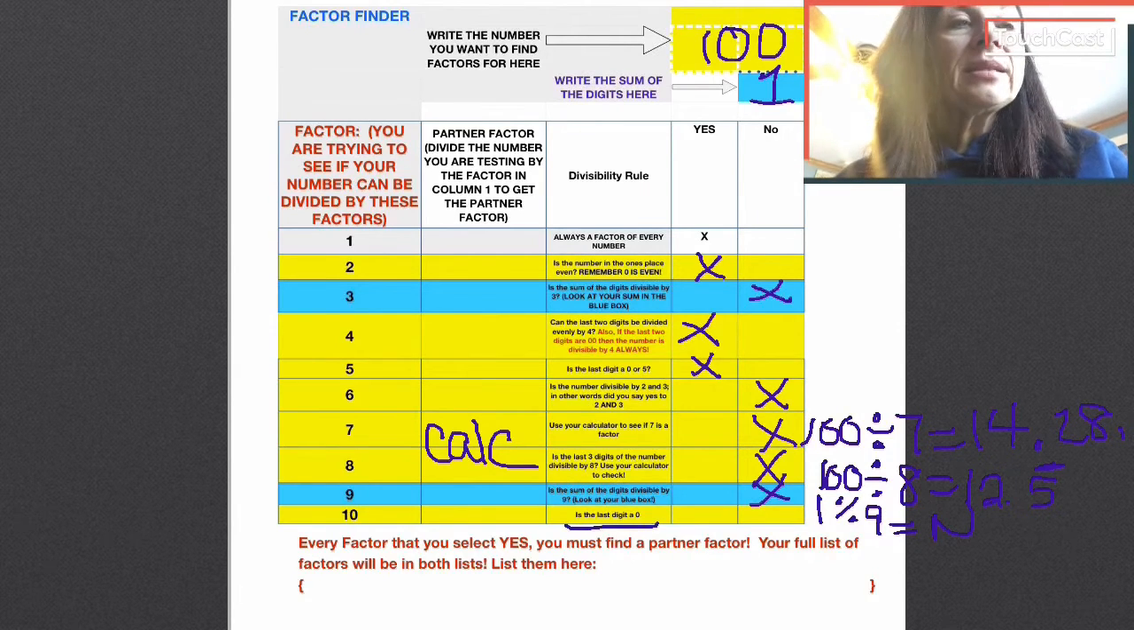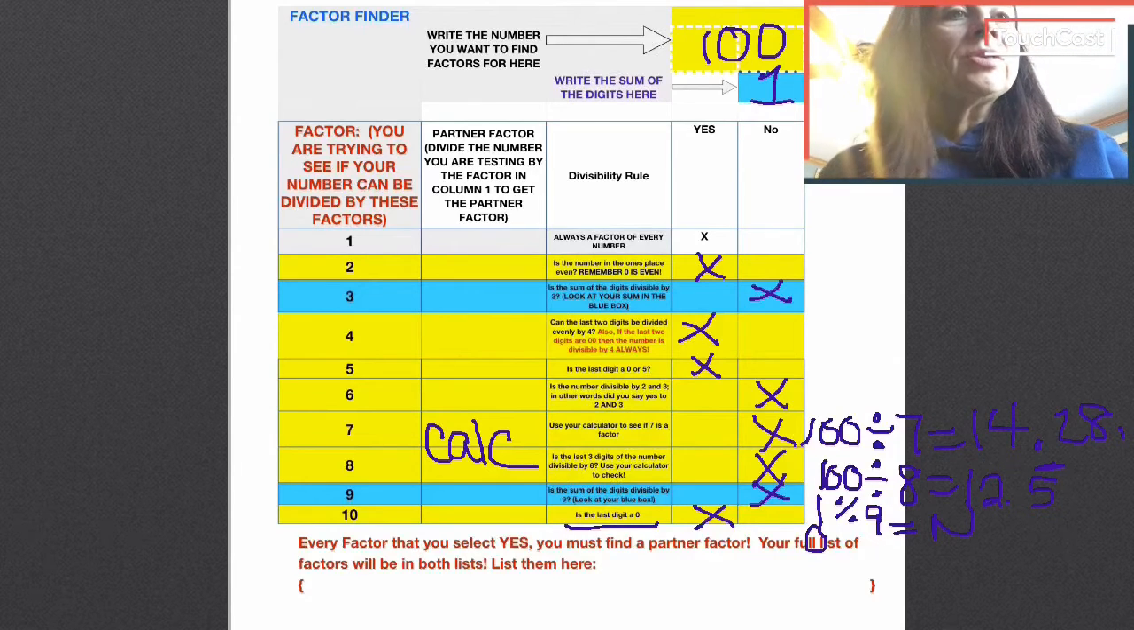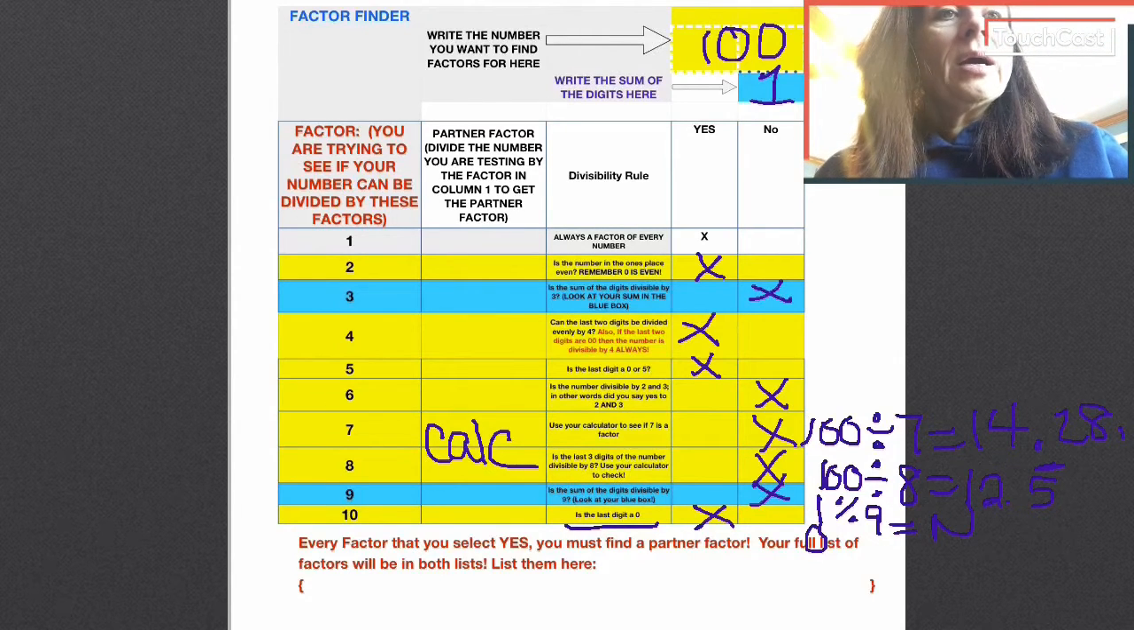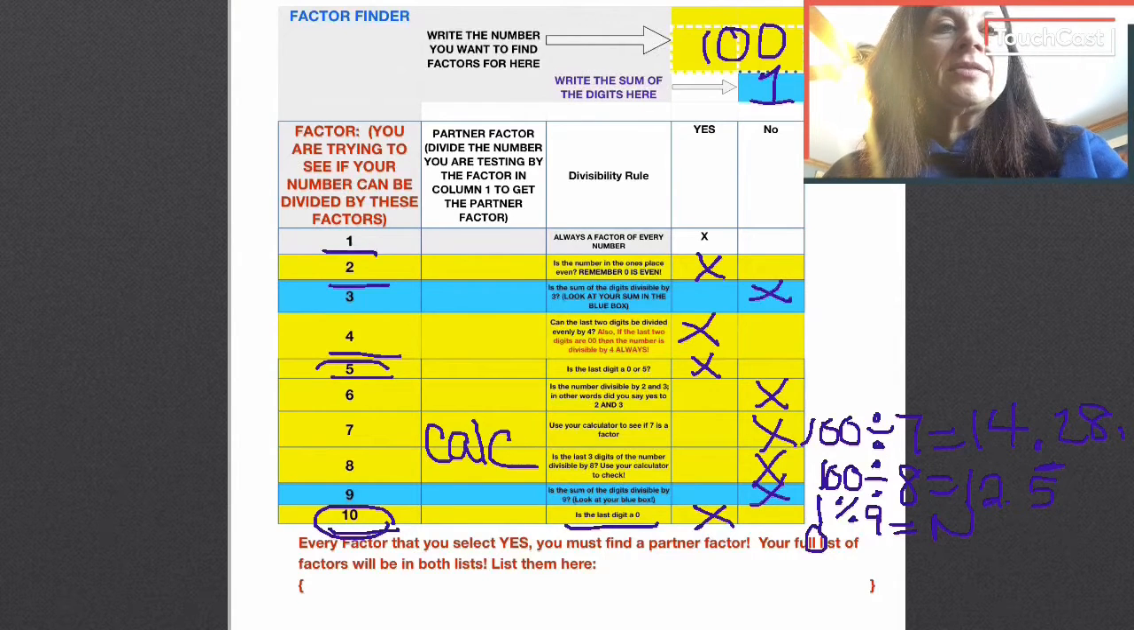10. Back to the yellow box. Is the last digit a 0? Yes, it is a 0, so it is divisible by 10. So 100 is divisible by 1, 2, 4, 5, and 10. Those are all the ones that it is divisible by.